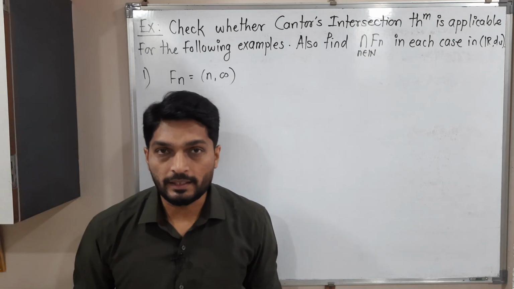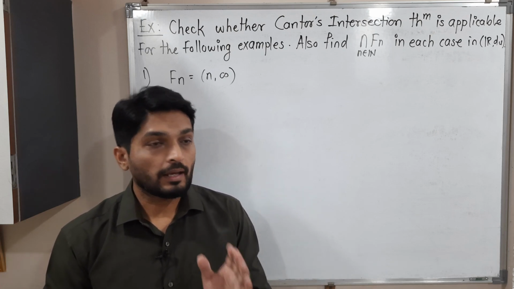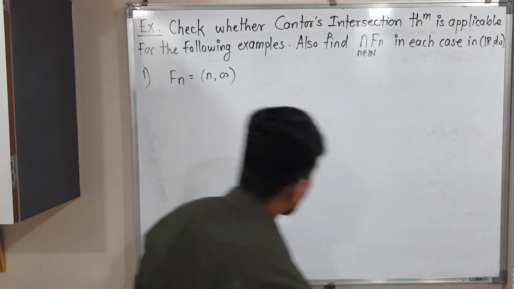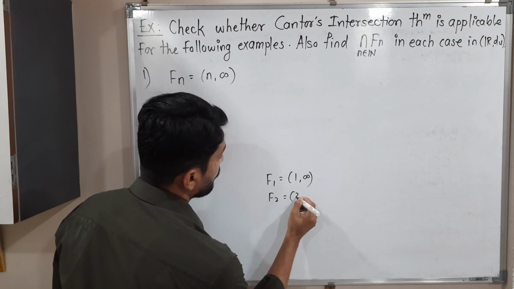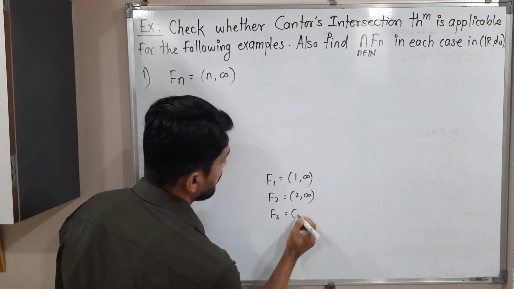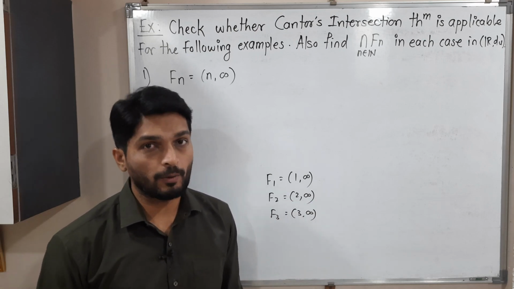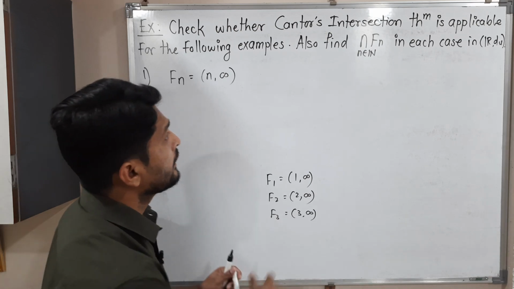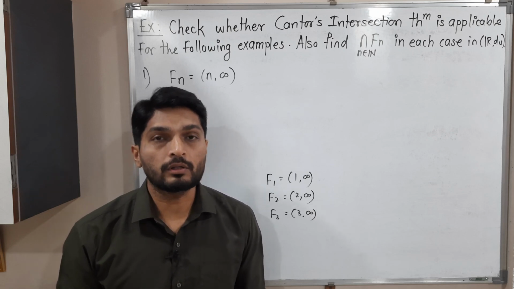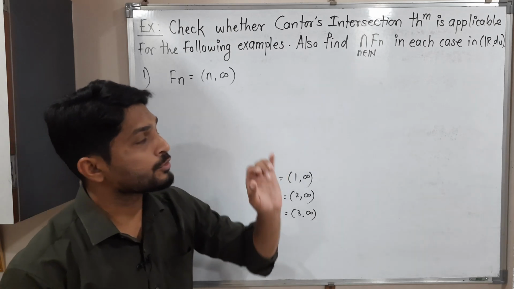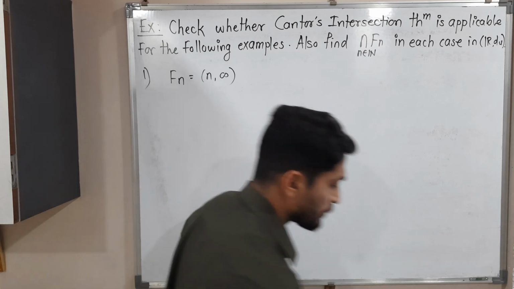Fn is equal to the open interval (n, infinity). Actually, it is a sequence of intervals. F1 will be (1, infinity), F2 is (2, infinity), F3 is (3, infinity), and so on. So we have such a sequence of sets, and we have to check whether Cantor's intersection theorem is applicable or not. First we will check whether it is applicable, and after that we have to find the intersection of Fn, the common part of all these sets Fn. So let us start to discuss.